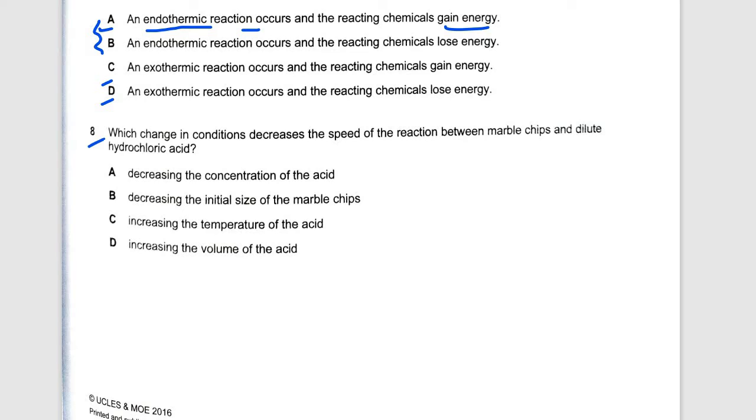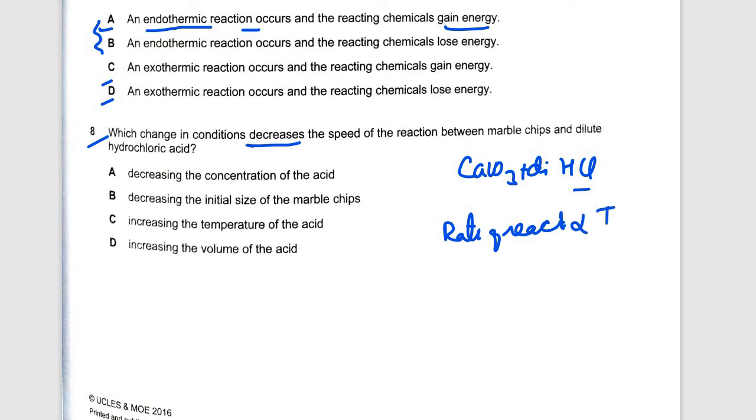Now question number 8: which change in condition decreases the speed of reaction between marble chips, which is calcium carbonate, and dilute HCl? Okay, so they are asking which change will decrease the reaction rate. You know that rate of reaction depends on what? Temperature, size, and concentration. If you break down the size, it will be better, so you can say particle size, inversely. So it is not size, it will be concentration.